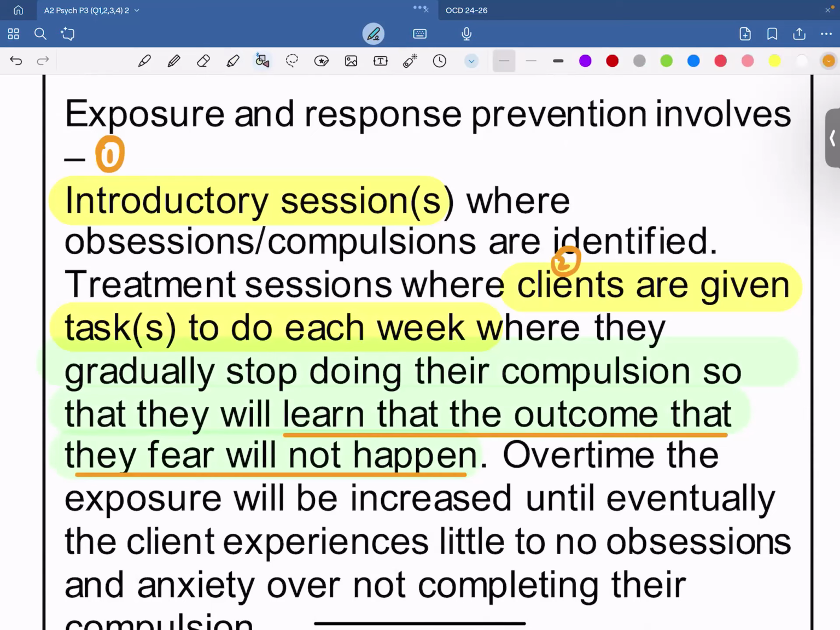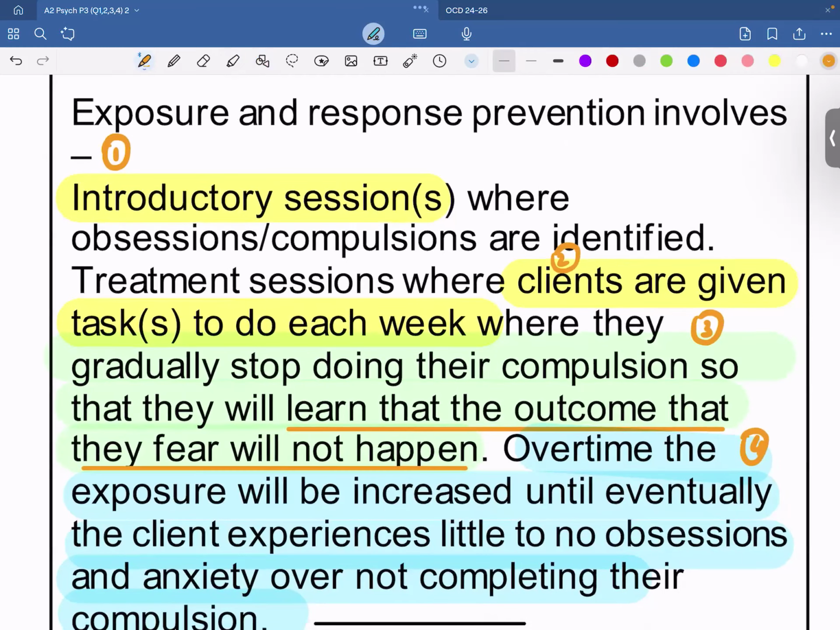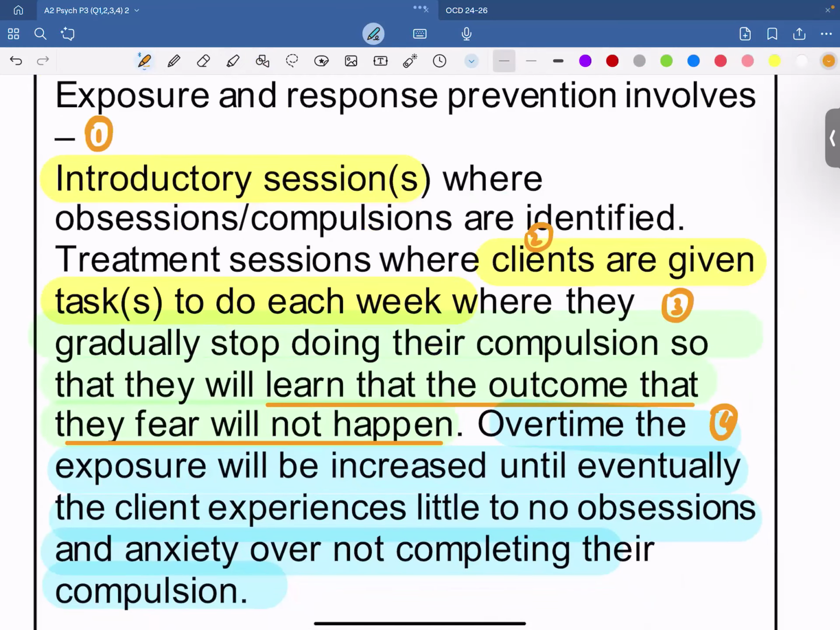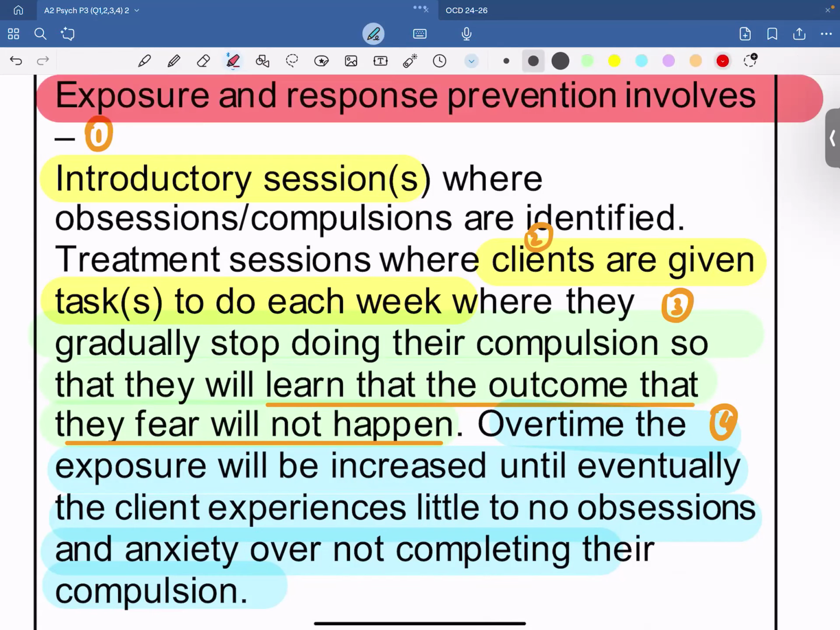Over time, the exposure will be increased until eventually the client experiences little to no obsessions and anxiety over not completing their compulsions. So these are the points, if I may break it down. This is how ERP looks. This is a second revision of what we just did a minute ago. Let's make this red so that it looks different.